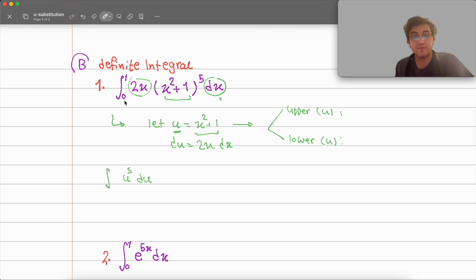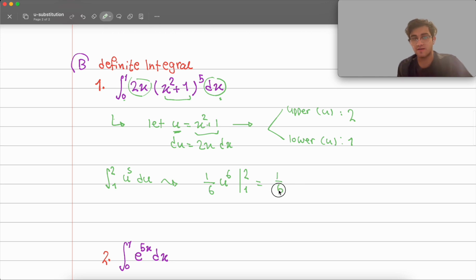So if I just simply replace x with 0 to get the u, it will be 0 squared plus 1, which is 1. And the upper bound is going to be 1 squared plus 1, which is 2. So now my integral of u to the 5 du is going to be from 1 to 2. Now let's evaluate this one. It will be 1 over 6 u to the 6, and the integral is from 1 to 2. So now let's work on it.